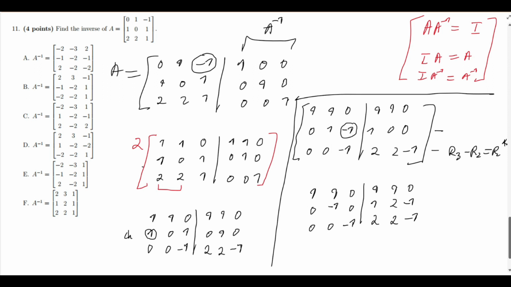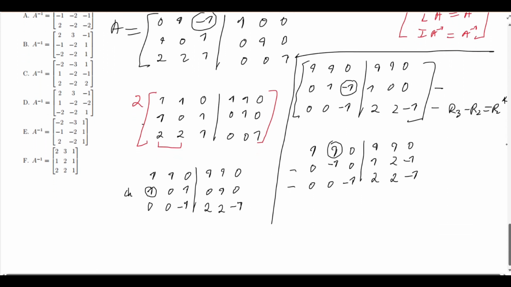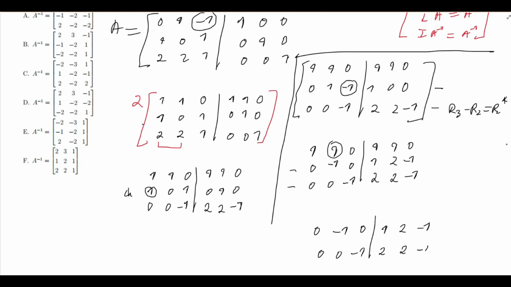And finally, we want a 0 here. How can we get a 0 there? We can use this and this to get a 0 there. So this and this are constant. They're not changing. So we're going to repeat that. We just write 0, negative 1, 0, 1, 2, negative 1, 0, 0, negative 1, 2, 2, negative 1.